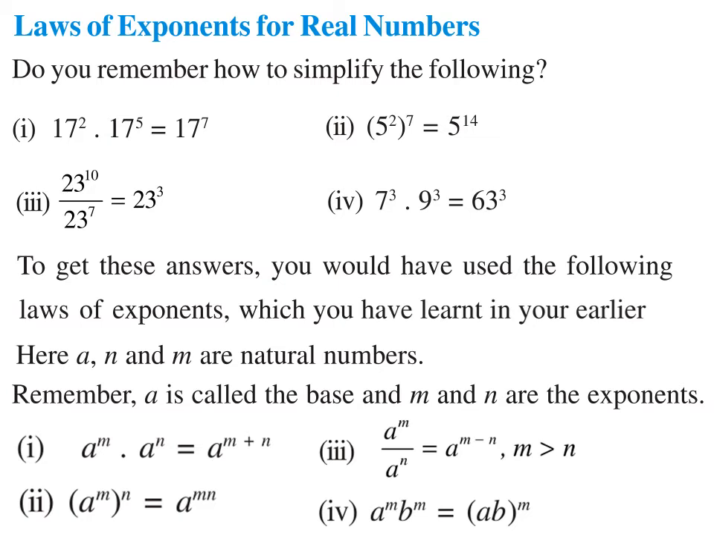The third one is from the second property. We have to subtract the powers, so it will become 10 minus 7, which is 3. And in the fourth one, we have to multiply the bases because they have the same power. So 7 nines are 63, and my final answer will be 63 to the power 3. So these are the properties you have already done.